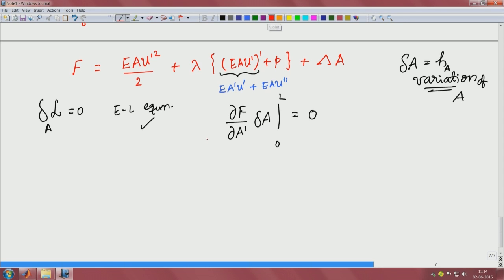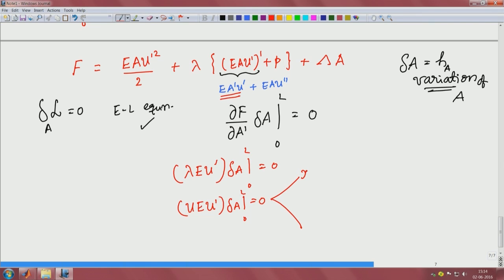That in this particular case, ∂f/∂A', where is it? It is over here, right. That is the term that has A', that gives us λE u'. That will be ∂f/∂A' times δA at either end should be equal to 0. Again, we also know that λ is equal to u in this problem. So, this becomes uEu' times δA at either end should be equal to 0. So, first let us consider at x equal to 0 and then consider x equal to L.